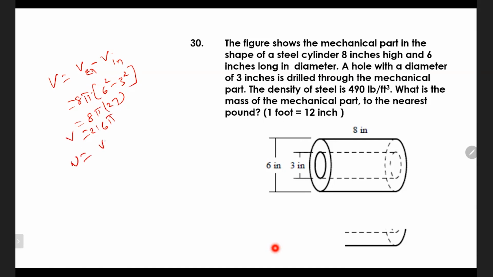So weight equals volume into density. So that is 490 into 216 pi. So that inches we need to convert to feet. So all are given in inches. So divided by 12 into 12 into 12.